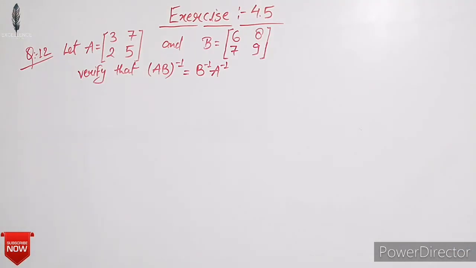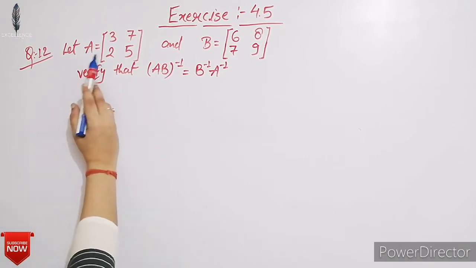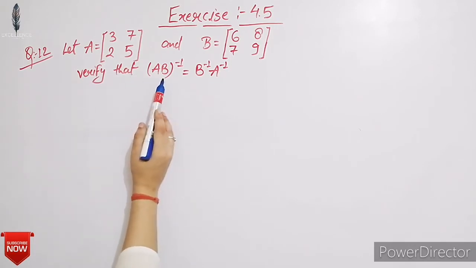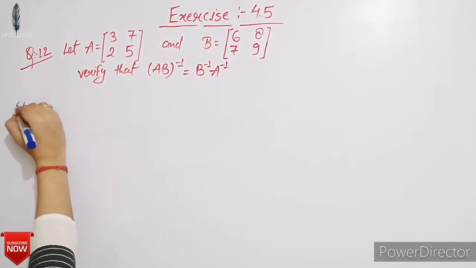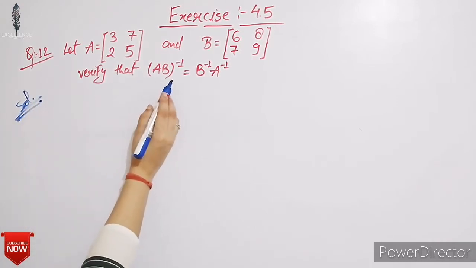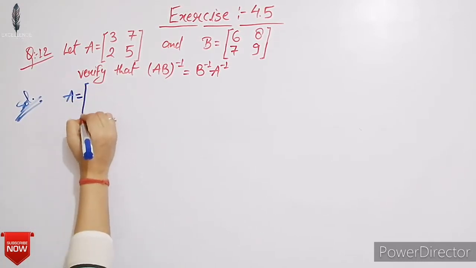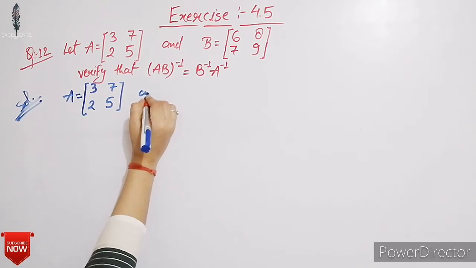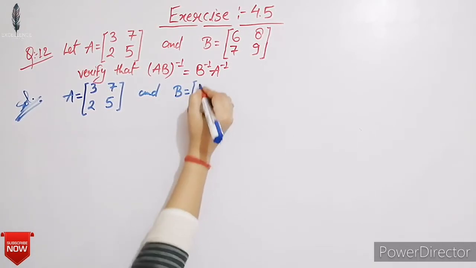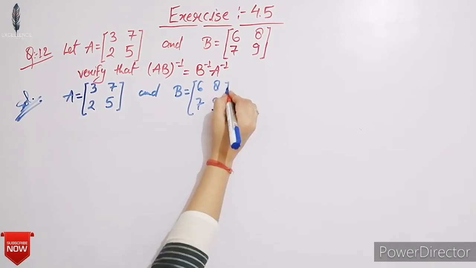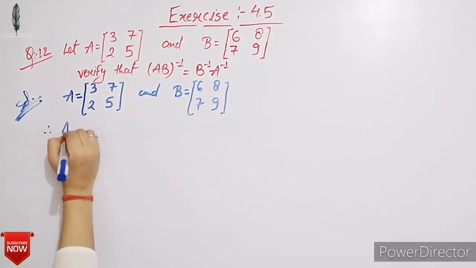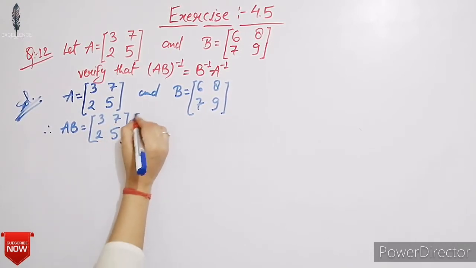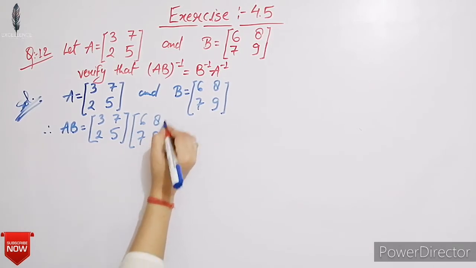Now let's see question number 12. In this question, let A equal 3 2 7 5 and B equal 6 8 7 9. Then we have to verify that (AB) inverse is equal to B inverse A inverse. Here it is given that A equals 3 2 7 5 and B equals 6 7 8 9. So AB equals A into B, that is 3 2 7 5 into 6 7 8 9.